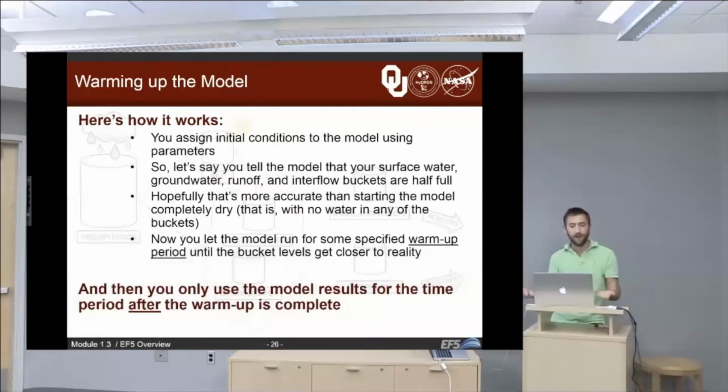So let's say you tell the model that the surface water, the groundwater, the runoff, and the interflow buckets are all half full. Likely, that's not a perfect guess. That's likely not going to be 100% accurate.